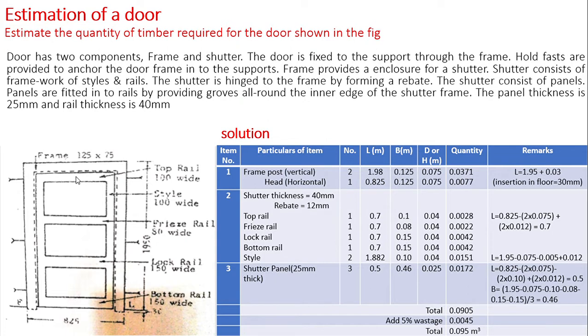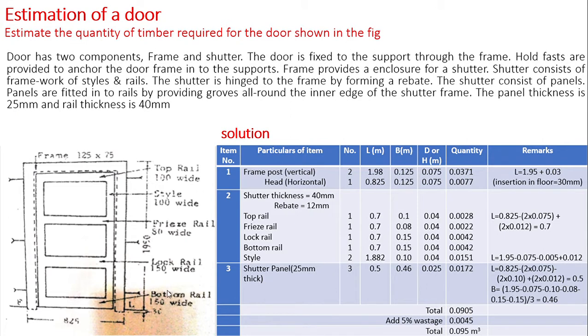Rails are jointed to stiles. The bottom and lock rails are made wider than top and frieze rails. Note that the sizes of the frame, that is head and post, is equal to 125 into 75 mm. Width of top rail is equal to 100 mm, width of stile is equal to 100 mm, width of frieze rail is equal to 80 mm, and width of lock rail and bottom rail is equal to 150 mm.